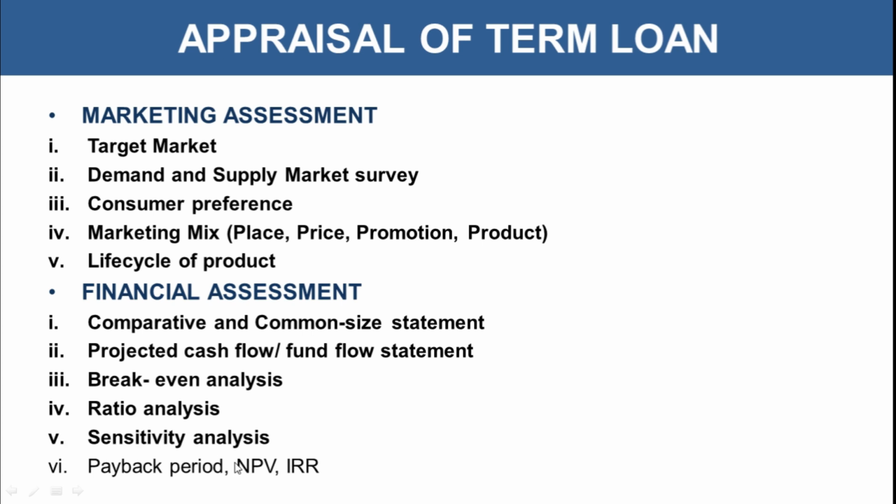Then the sensitivity analysis needs to be done to know the deviation from the projected financial scenario. So what could be the deviation? Taking into consideration a certain deviation, what would be the revenue or the projected financials of the company? Then the payback period, NPV, IRR, which give an idea about the worthiness of a particular project. So in what time period would the project be able to make the repayment of the cost involved.